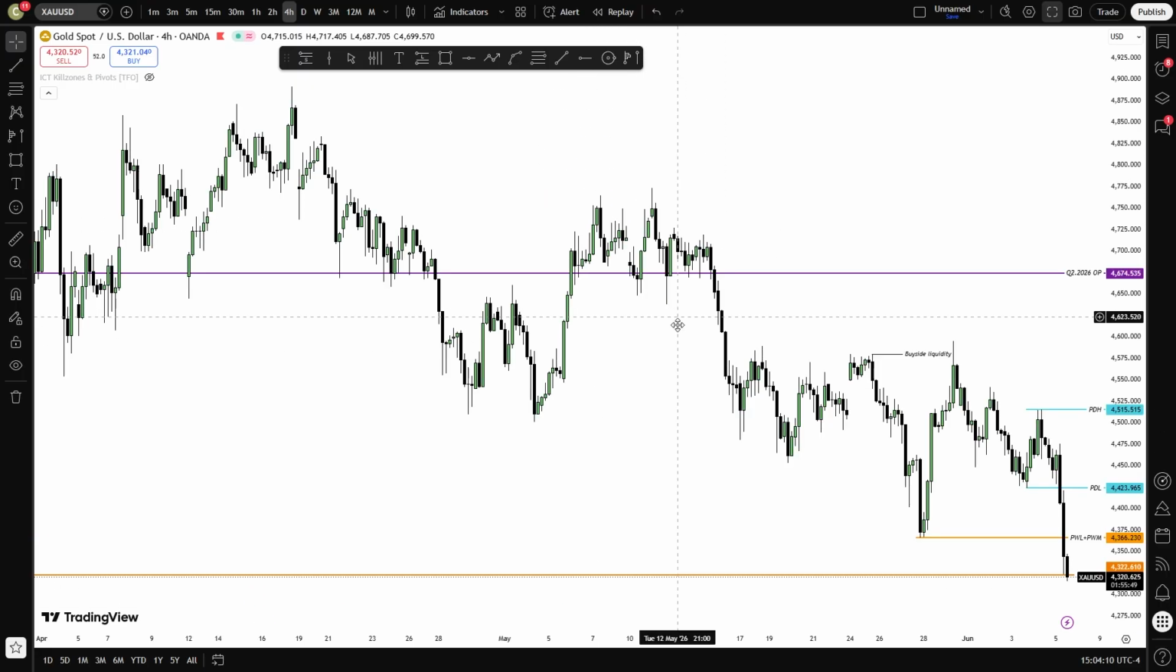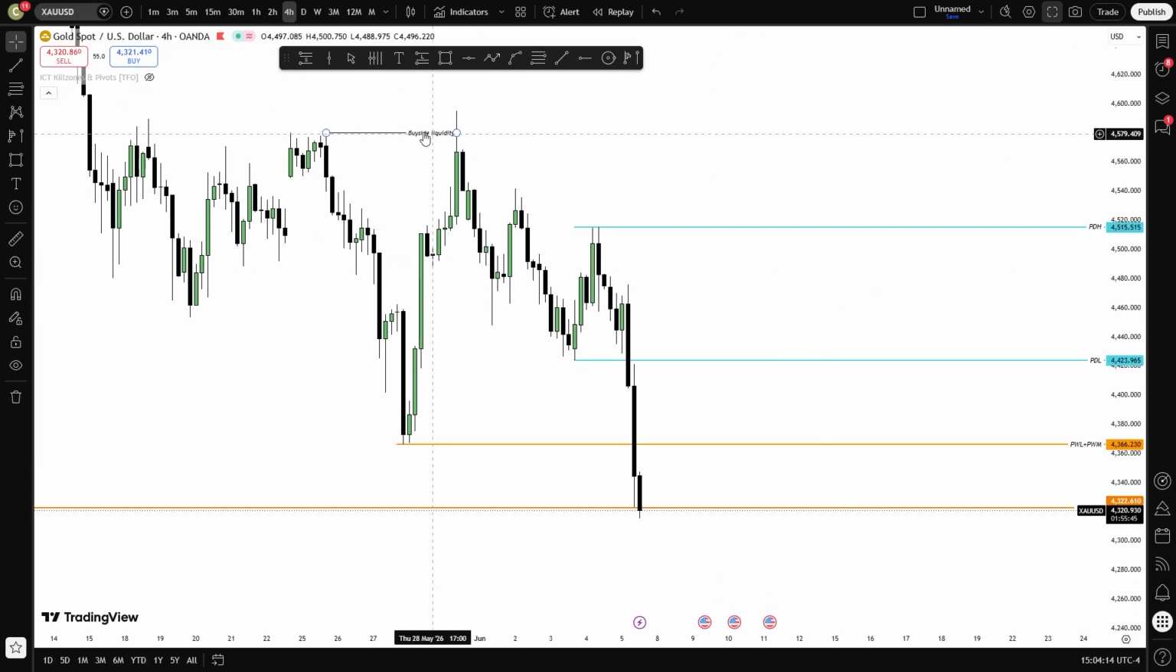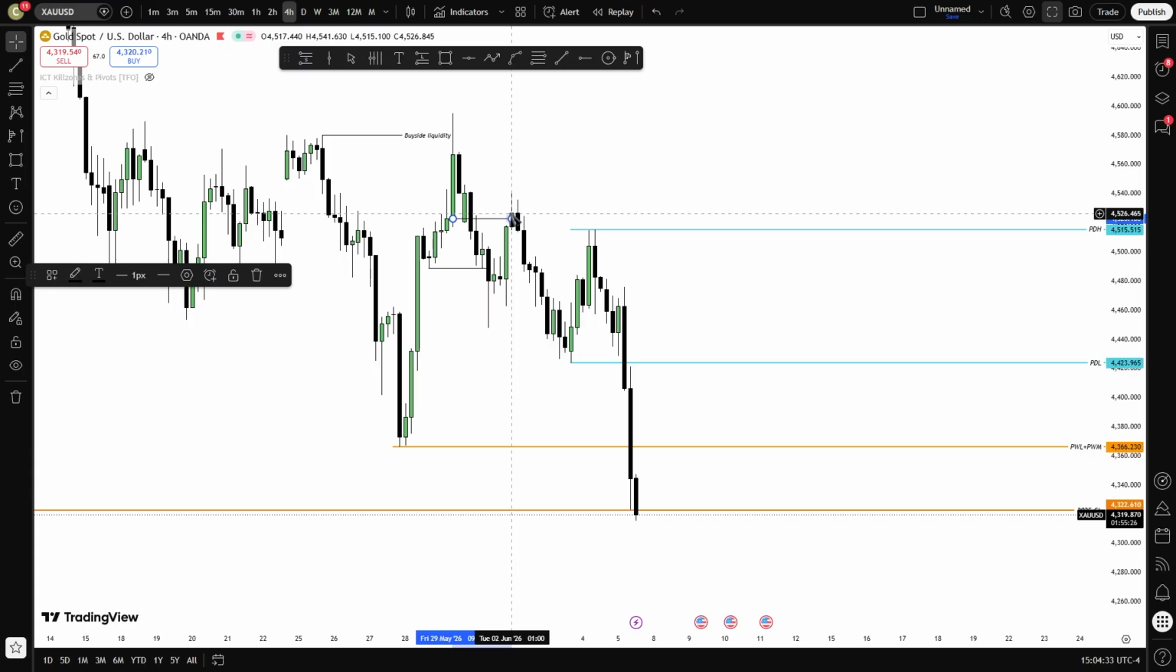So we go into our chart, we grabbed this liquidity here, we broke structure here, so we confirm that we are bearish. So we took this rally up to this order block, and then we created a swing low.